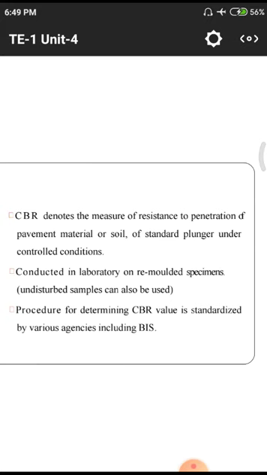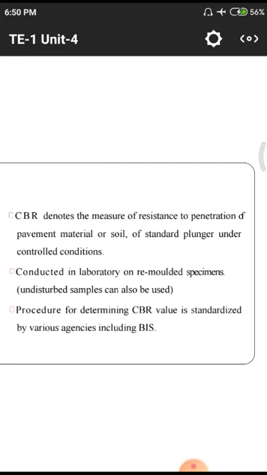Normally we construct pavement on the road surface. After the construction of the pavement is over, there may be n number of vehicles moving on the pavement daily, so due to those moving vehicles some amount of load will directly penetrate into the soil. What is the maximum load that the soil bears? All those things we measure by using this CBR value, and for that a standard plunger under controlled conditions is used.